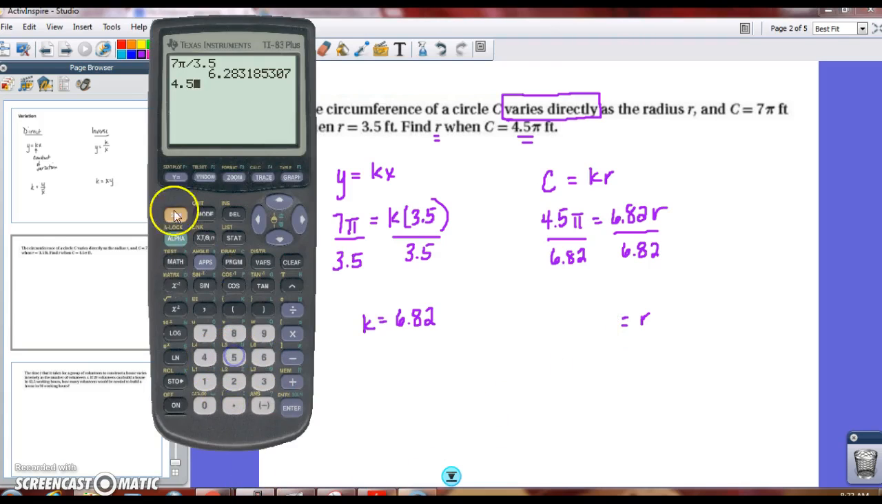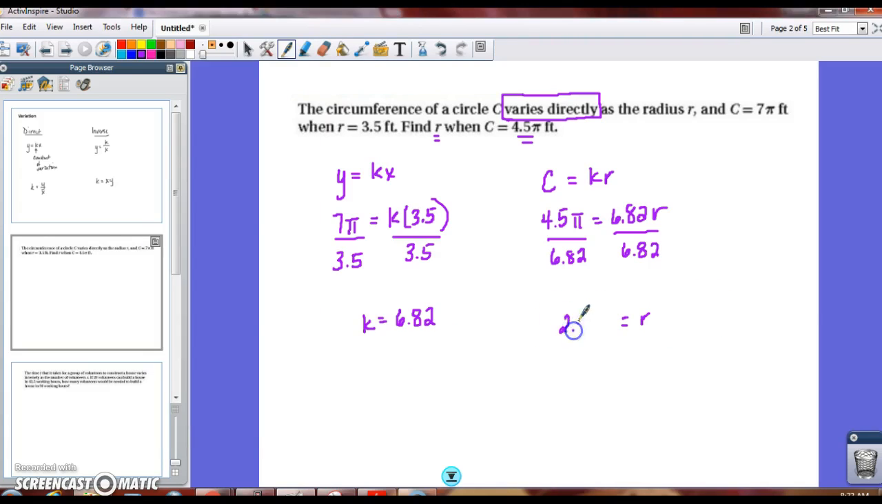4.5 pi divided by 6.28. Sorry, I wrote that wrong. So r comes out to be about 2.25, 2.25 feet. This should have been 6.28, not 6.82. I transposed the numbers from the calculator. That should have been 6.28, and over here it should have been 6.28.